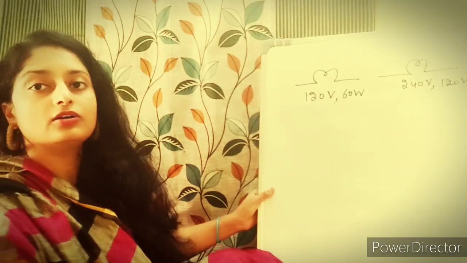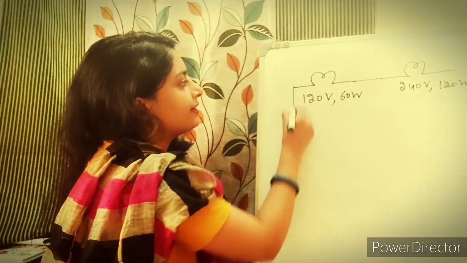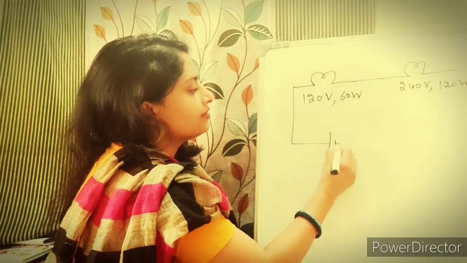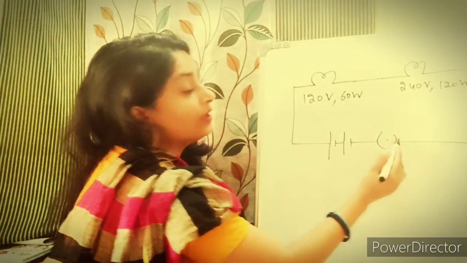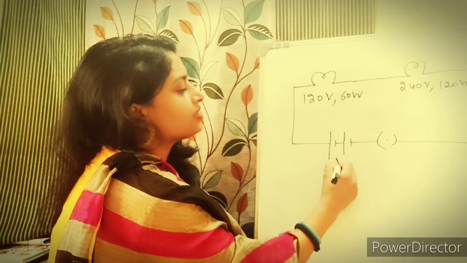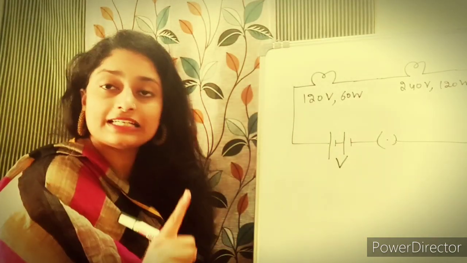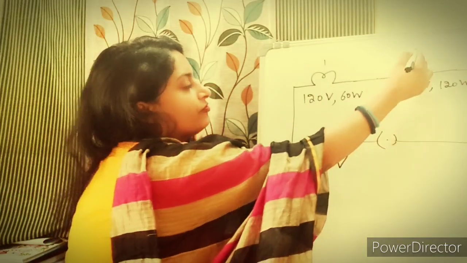Okay, let's start. The first thing we need to do is connect them in series. Again, this is the mains, but we don't know the value of the mains voltage, so we will just assume it to be V. The first step is to calculate the resistance. I am saying this is bulb 1 and this is bulb 2.